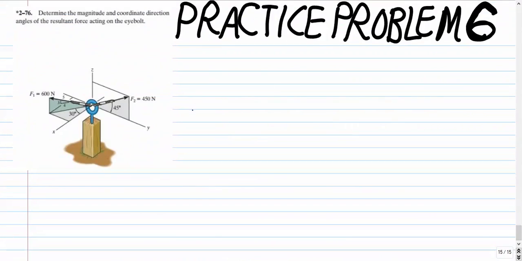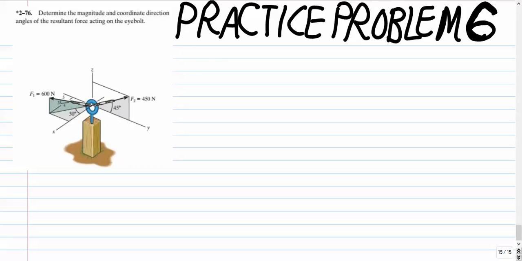So the problem says, determine the magnitude and coordinate direction angles of the resultant force acting on the eye bolt. So we have two forces and we have to first express them as Cartesian vectors and then we have to add them. Then we can use the resultant force formula to find their resultant magnitude, and after that we can use the formula to find their coordinate angles.